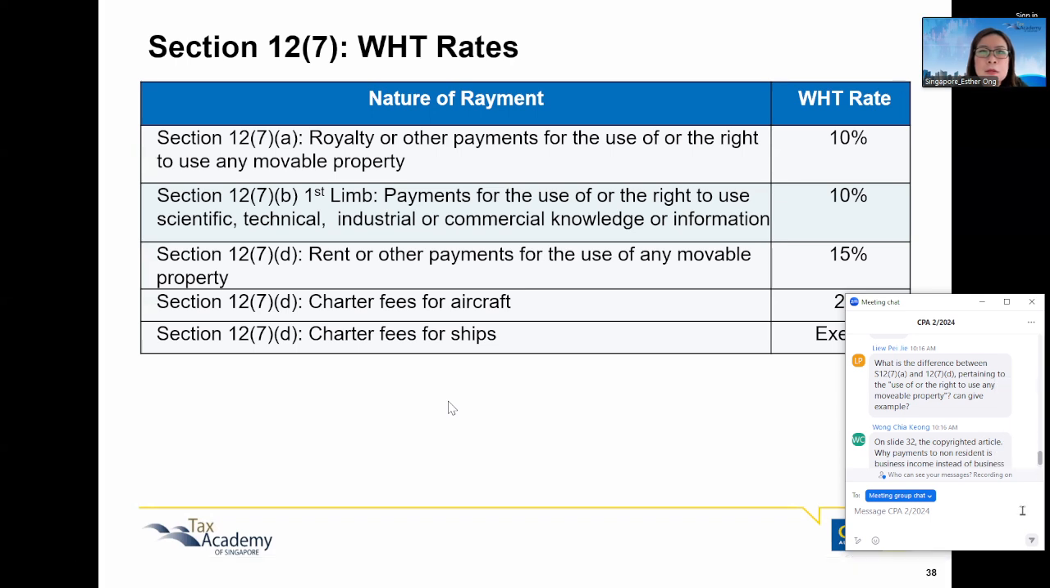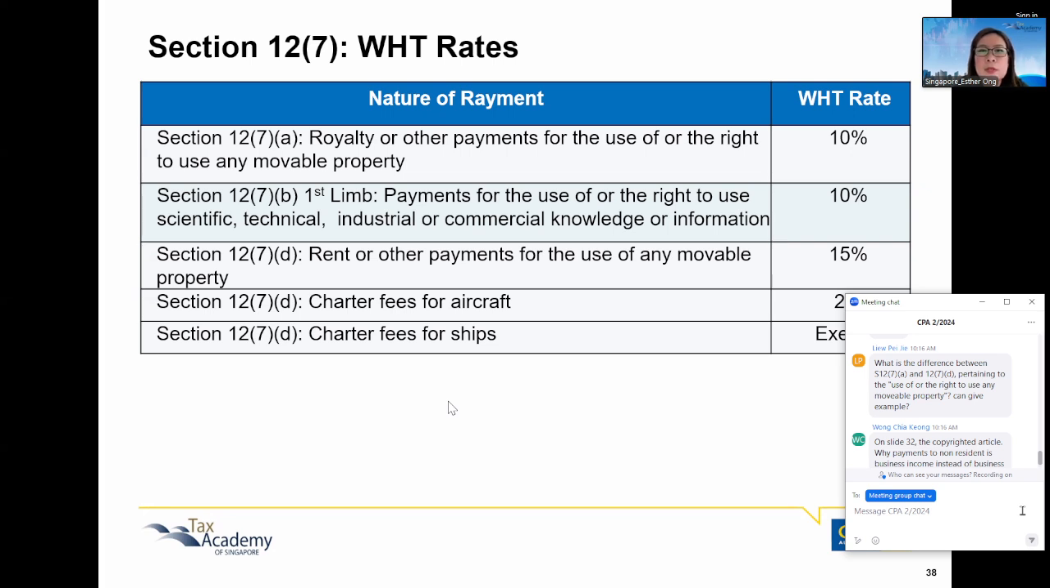Okay, Jean has given another link for the earlier question on tax residency. I think the source for this is, okay. Okay, this one I'll check later on and come back later.